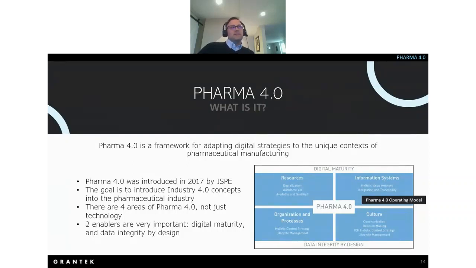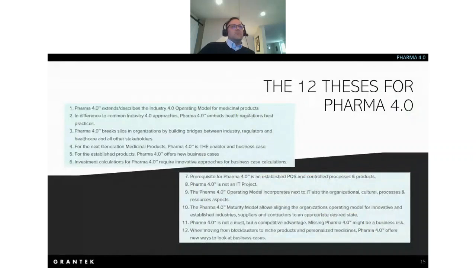In addition, at the top and bottom of the model are 2 what are referred to as enablers: digital maturity and data integrity by design. These are key to establishing a sound digital strategy that will work for a pharmaceutical company's unique regulatory compliance needs. Along with the operating model, the ISPE Pharma 4.0 Special Interest Group introduced these 12 theses for Pharma 4.0, which you can see on screen now.